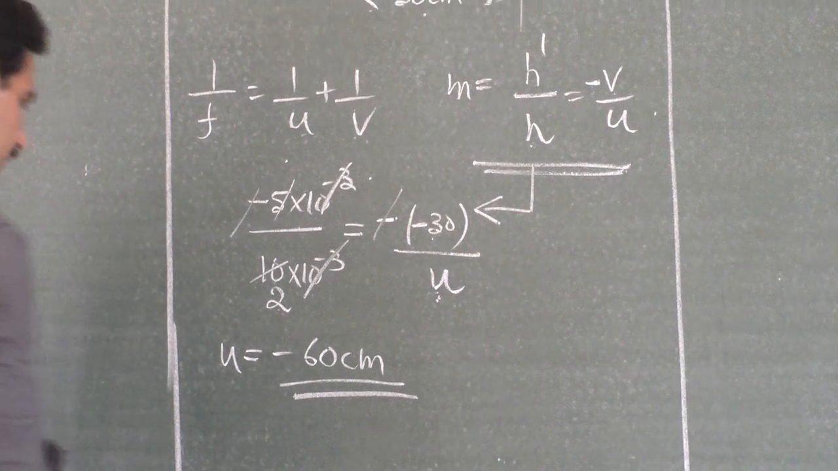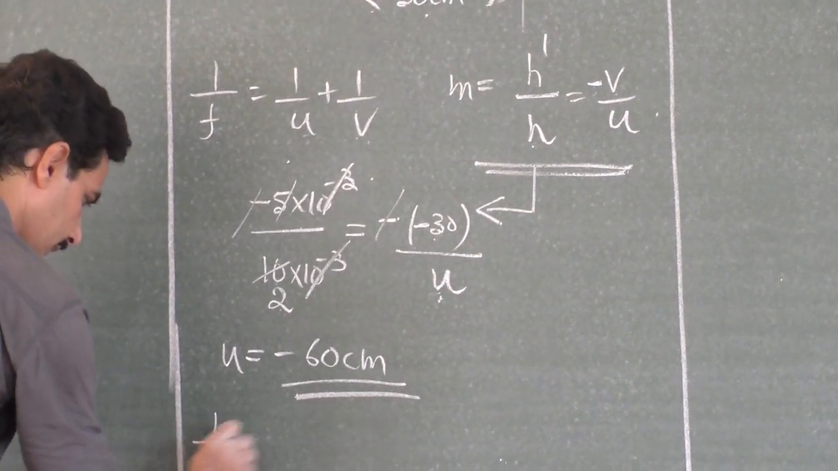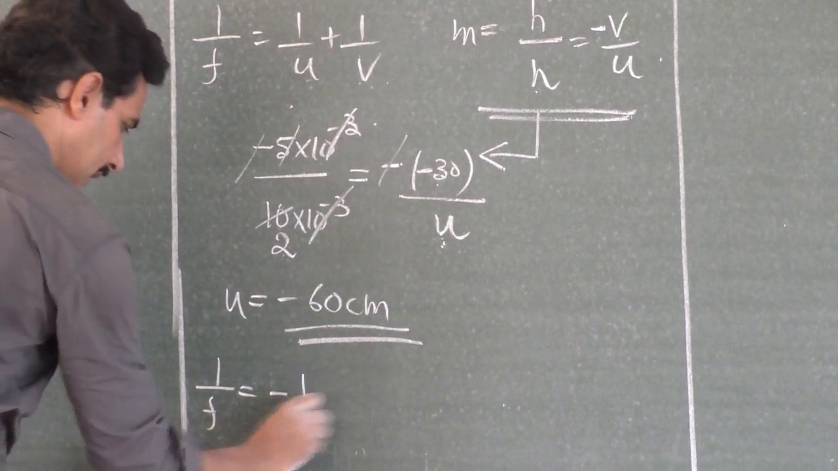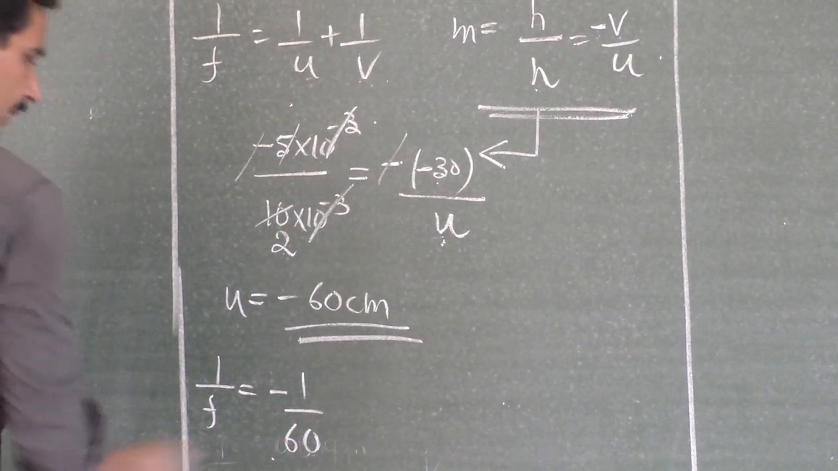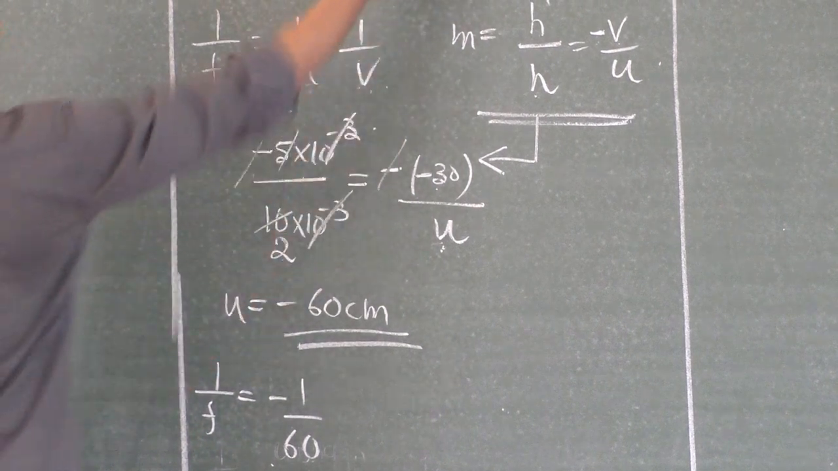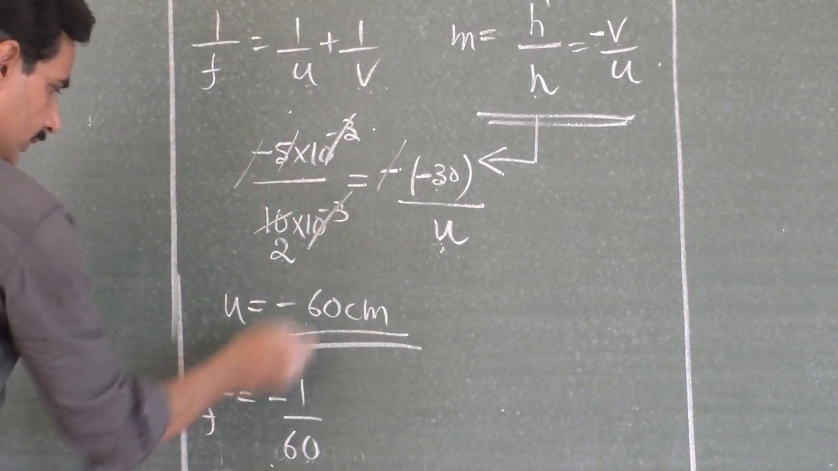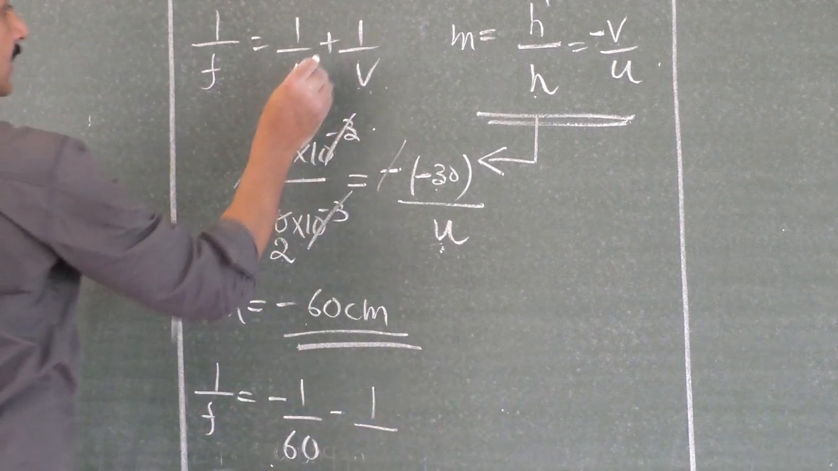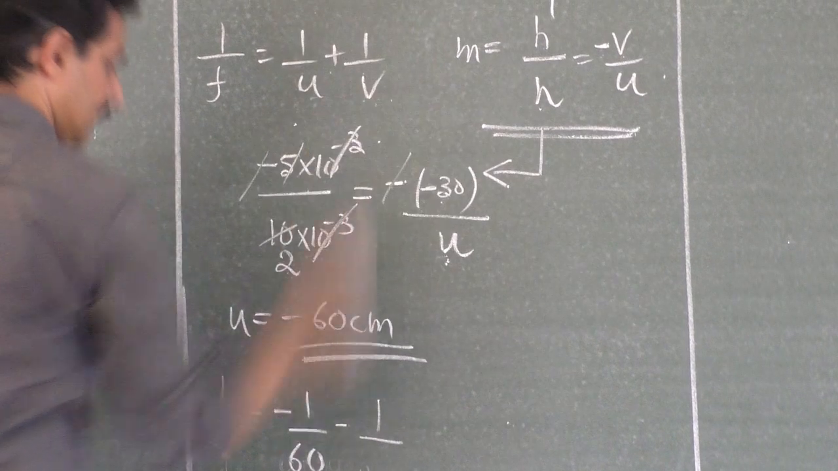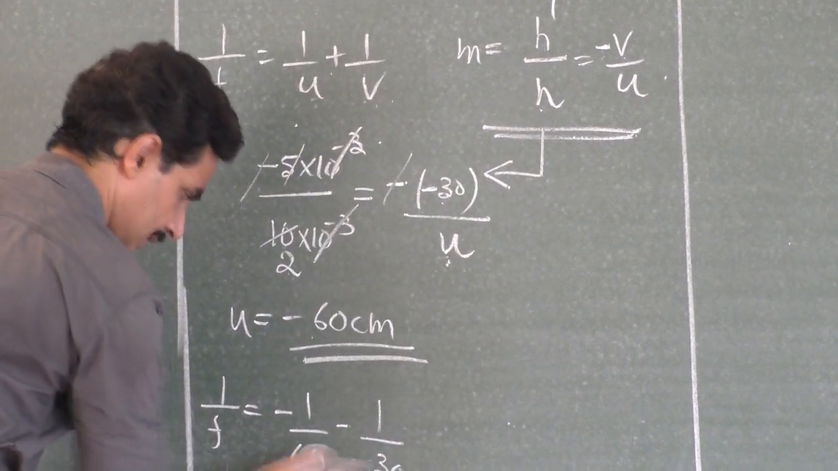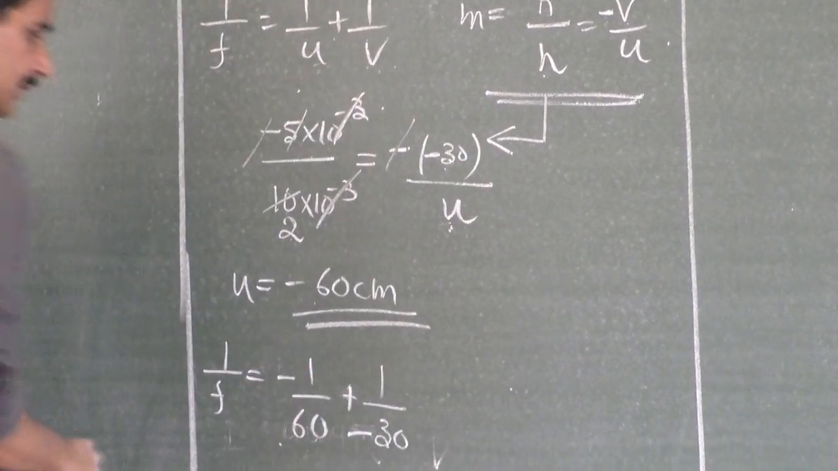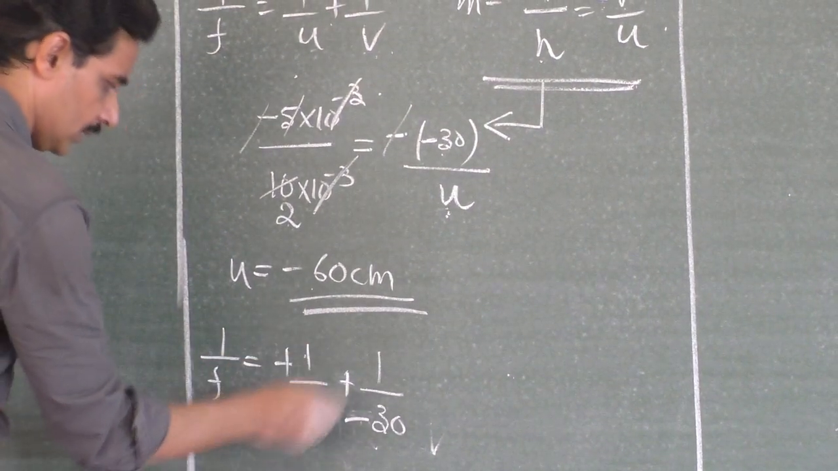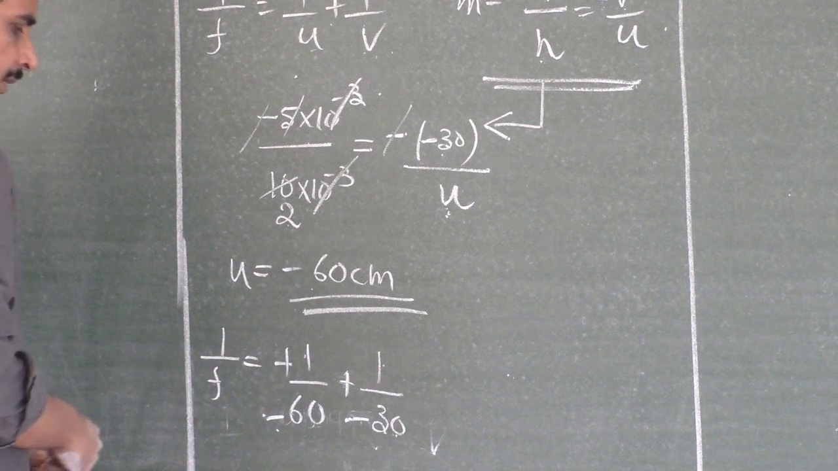So what is f? 1 by f is equal to 1 by u plus 1 by v. 1 by minus 60, of course the formula contains plus u, but u is on this side, so minus 60, and 1 by v, v is minus 30. In order to avoid confusion, I'll do it like this: 1 by minus 60 plus 1 by minus 30.